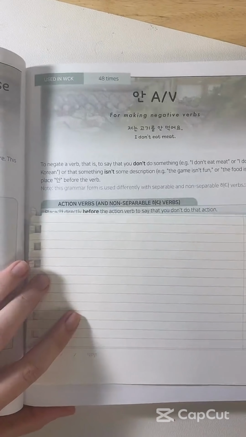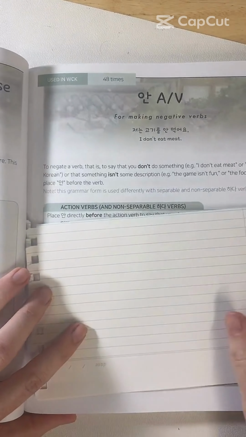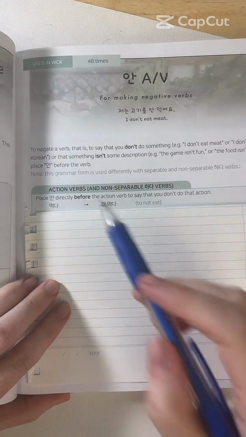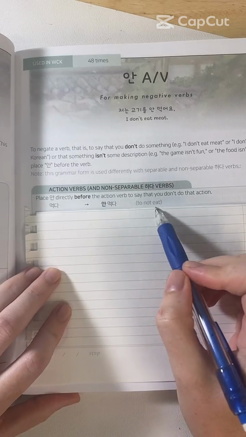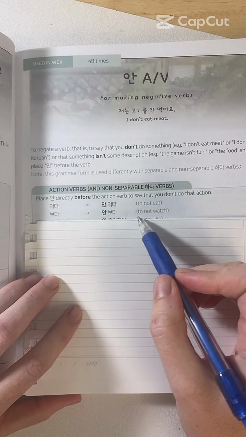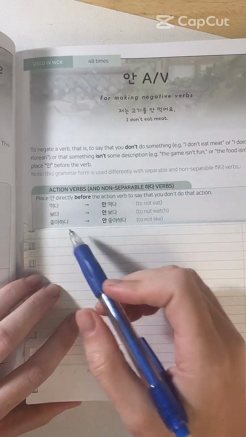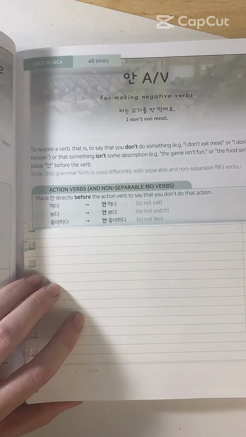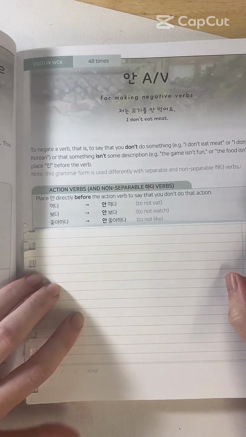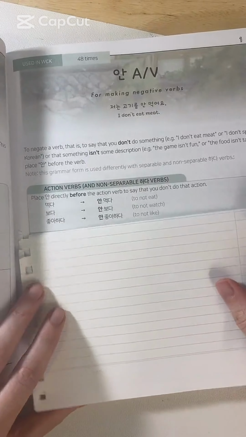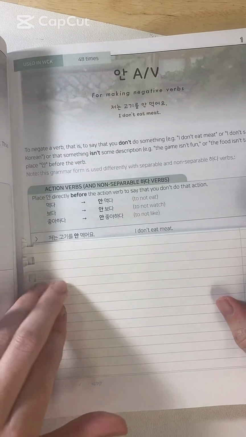you place 안 before the action verb to say that you don't do that action. So 먹다 becomes 안 먹다, to not eat something. 보다 becomes 안 보다, to not watch something. 좋아하다 becomes 안 좋아하다, to not like something. You know this. Oh, good job. So 안 is very useful. It's very common as well. So let's look at an example.